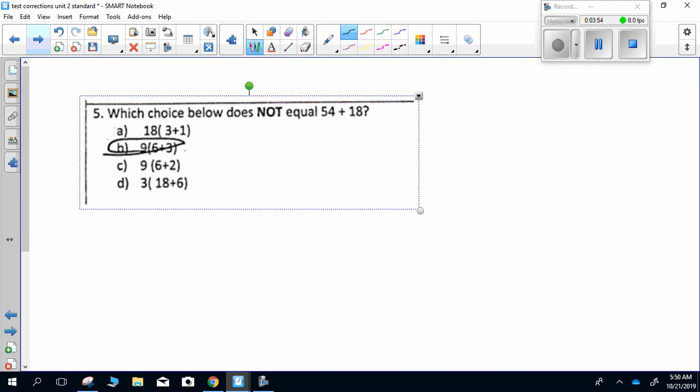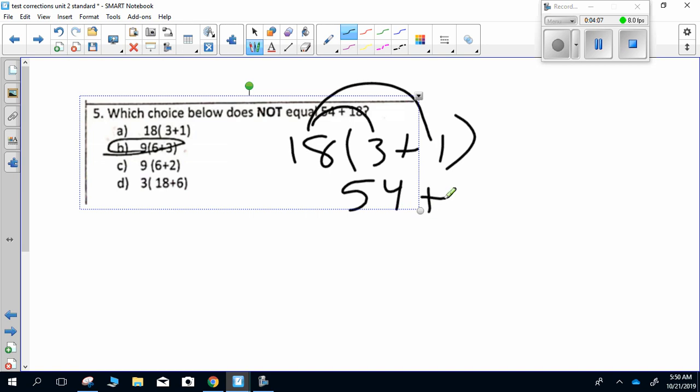Next question: which answer below does not equal 54 plus 18? So 18 times 3 plus 1. 18 times 3 is 54. 18 times 1 is 18. So that does equal it. 9 times 6 plus 3.